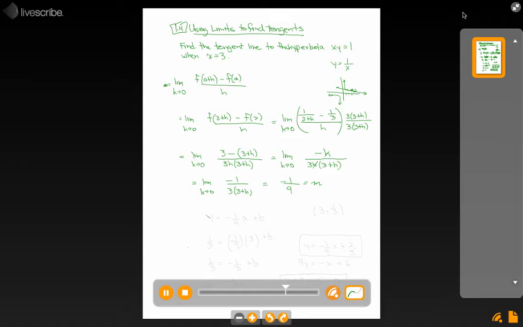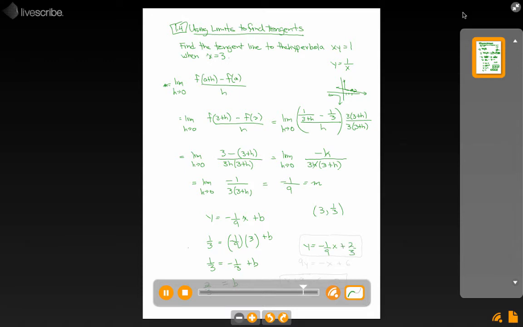So if that's all they asked me, I'd stop there. But they did ask me for the equation of it. So y equals negative 1/9 x plus b. We have a point that this thing passes through, which was (3, 1/3). So 1/3 equals negative 1 over 9 times 3 plus b. 1/3 equals negative 1/3 plus b. So b equals 2/3. So one way to write this equation would be to say y equals negative 1/9 x plus 2/3, and that would be acceptable for most situations.